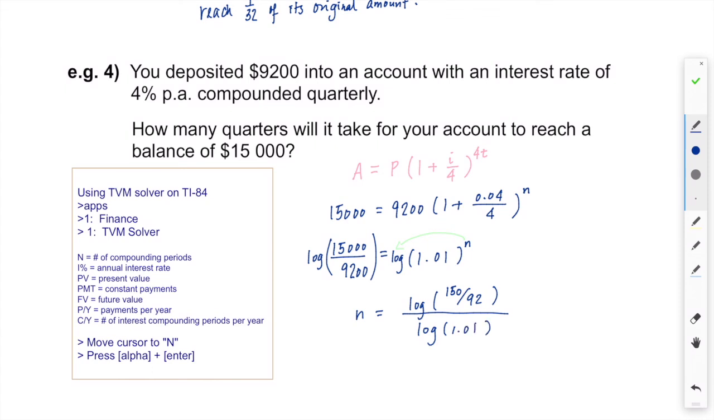Like that, right? And then this works out to 49.12... So that means it will take 49 quarters and slightly a bit for the account to reach a balance of $15,000.